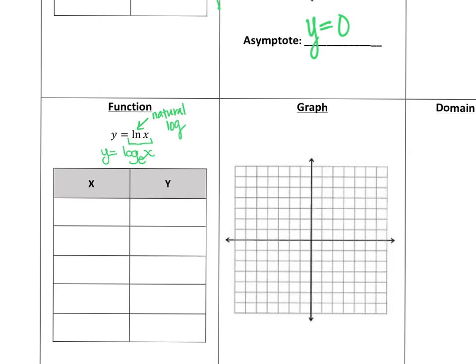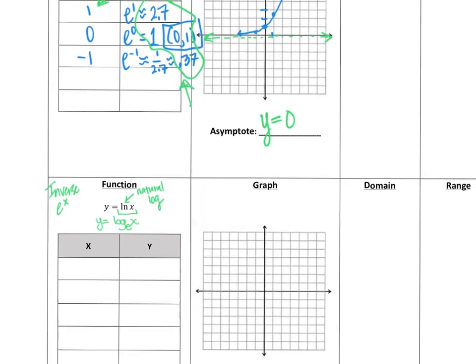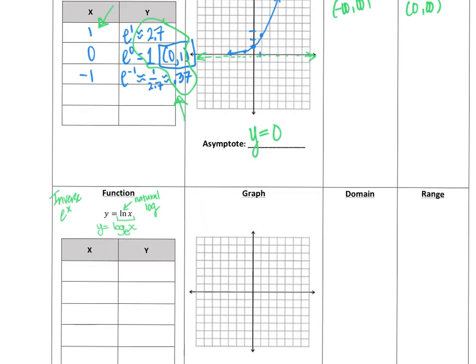And so since it's the inverse of e to the x, we know we can just interchange the values from up above. So we know, if we scooch down here, that when you plug in 2.7, that should pop out a 1. When you plug in a 1, you should get 0. Again, that's the number that will happen on every log function. And when you plug in 0.37, you get about -1.